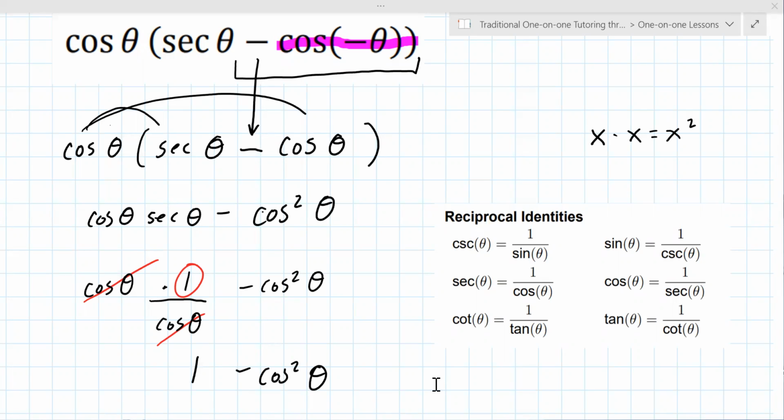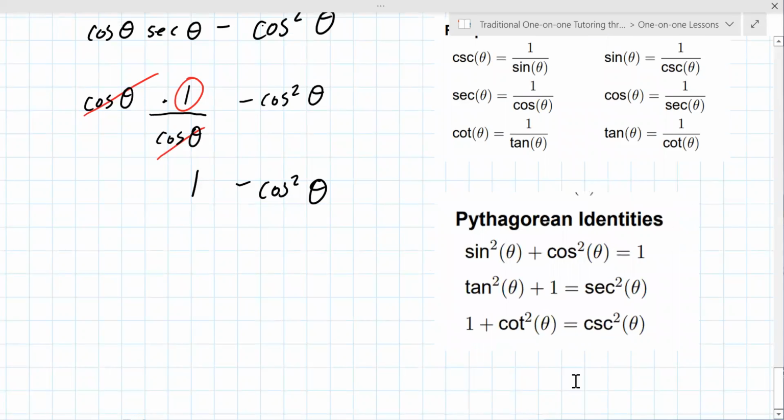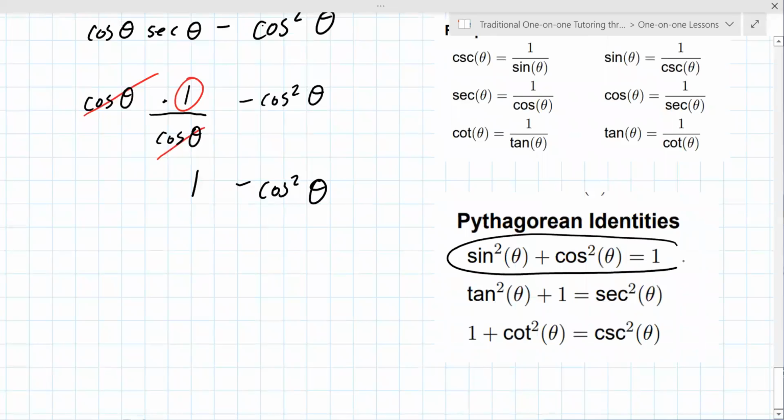There is a Pythagorean identity that we can use. We're going to look at this top one here. Any idea how to use this top Pythagorean identity? I'm just asking because I don't know how much you've seen in class. What I've seen is that my teacher usually gets rid of the equation and just does the identity.